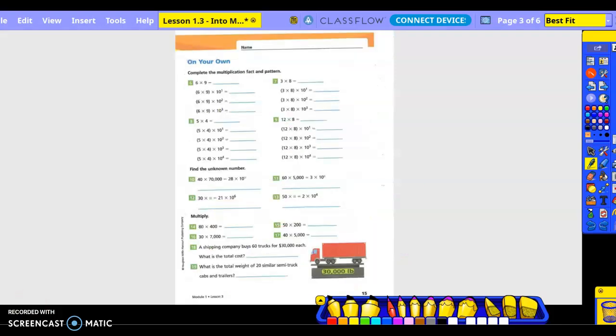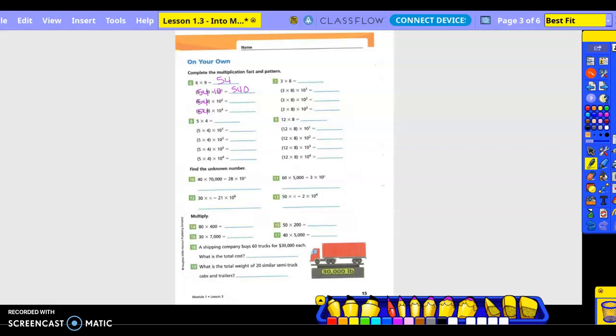On your own, complete the multiplication facts and patterns. So 6 times 9 is 54. So we just said 6 times 9 is 54. So on all of those, we could go ahead and write 54, right? Okay. 10 to the first power is what? 10. So I'm going to write 54 with 1 zero. Do I need to put a comma in there?